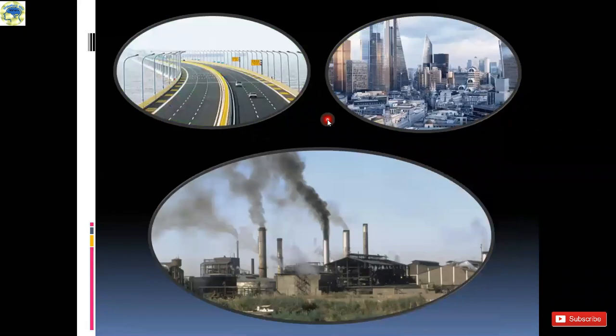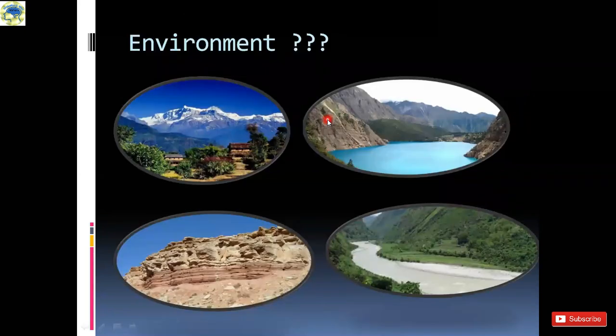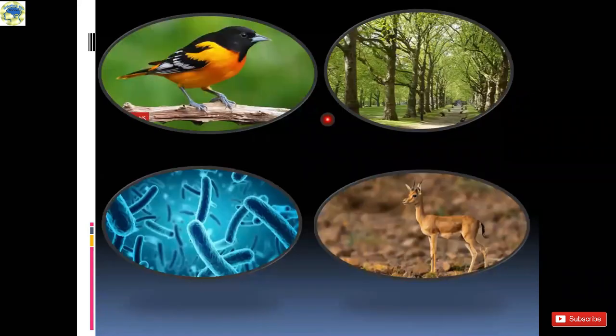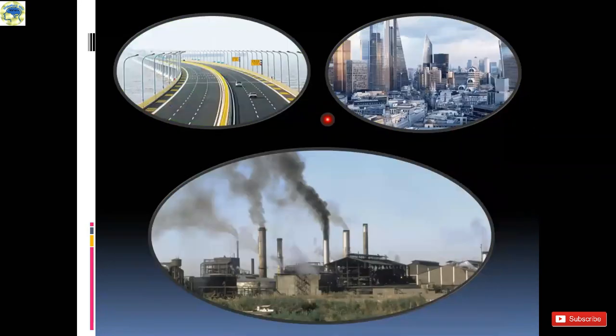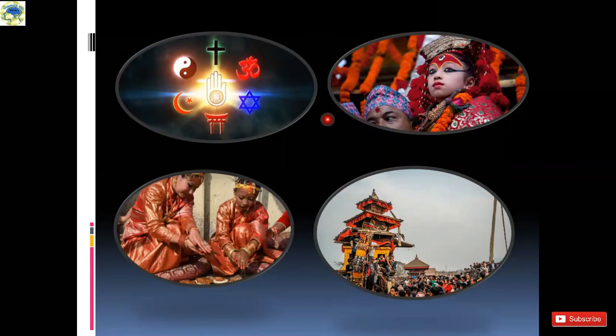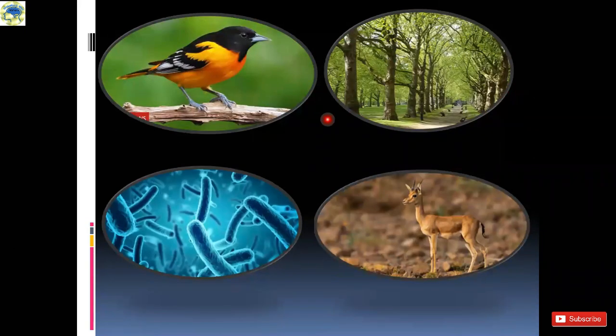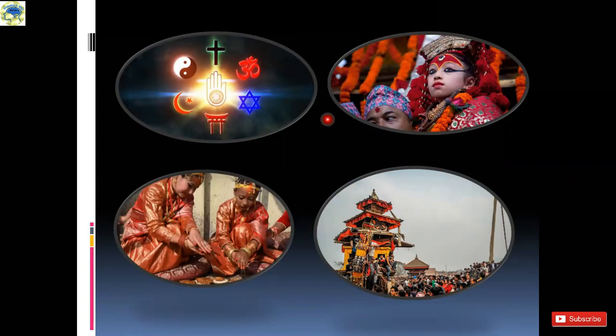So once again I will tell, this one is an abiotic component, non-living component, this is natural. This one is also an abiotic component, this is man-made. And this one is a biotic component, biological aspect. And these socio-cultural aspects are also under abiotic component, they are not living components.